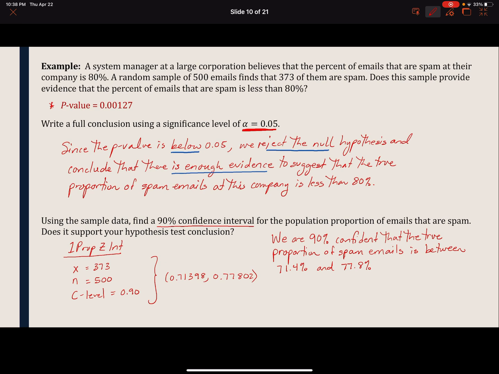So if you're ever asked, does this support the test conclusion? First of all, the answer should always be yes. Your interval should always, always, always support your test. And if it doesn't, then there's something wrong. But how do I support this? How does the interval support this test? The entire interval is below 80%. So it supports the alternative hypothesis, which we said we have evidence for, and rejects that 80%. 80% is nowhere in that interval. So we would say that this supports the hypothesis test because the entire interval is below 80%.